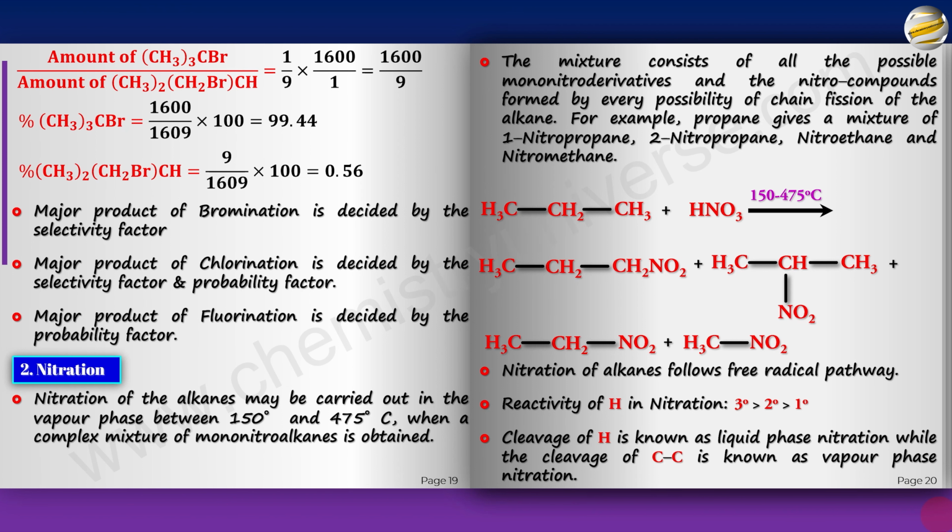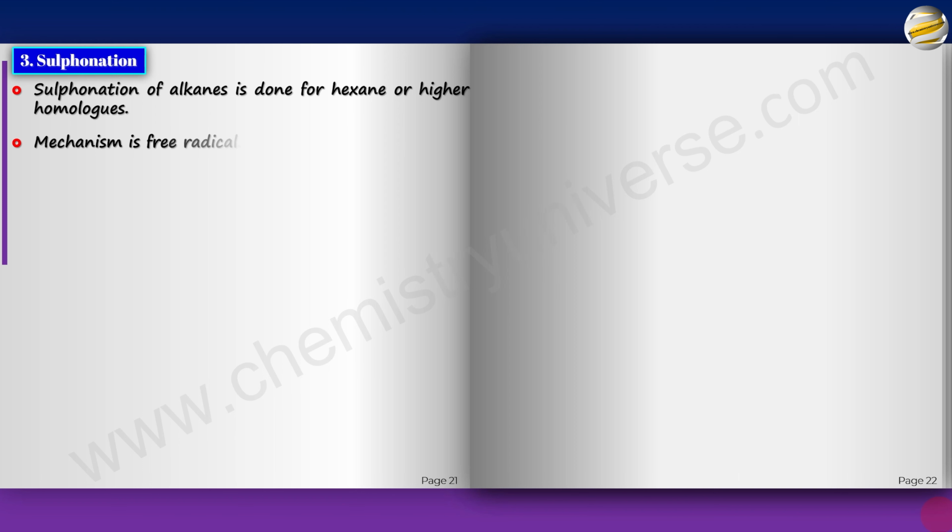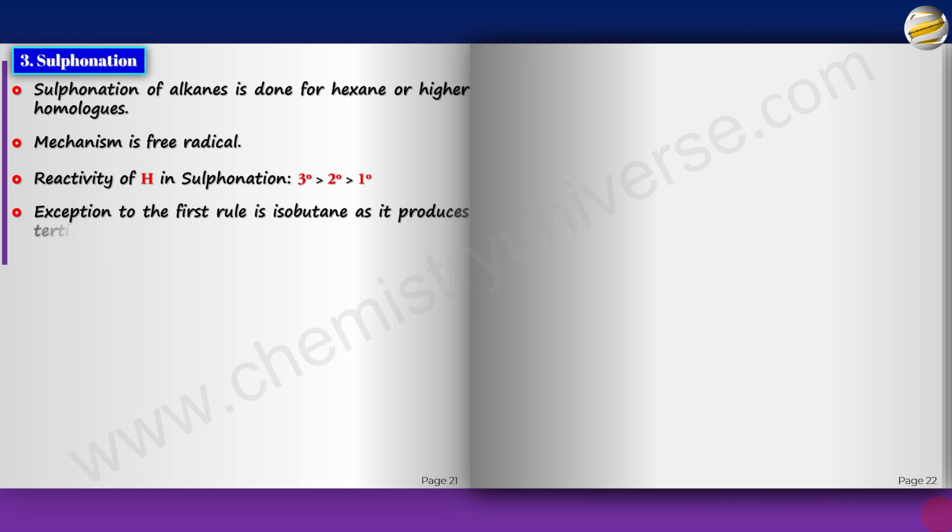The next reaction again, which is not that much of a use, is sulphonation. Now sulphonation of alkane is done for hexane and higher homologues, since the radicals formed would be more stable. Mechanism is free radical. Reactivity of H is again tertiary, secondary and primary based on free radical. Exception to the first rule is isobutane, as it is having a tertiary H. So the first rule says hexane and higher, well, isobutane can do it.